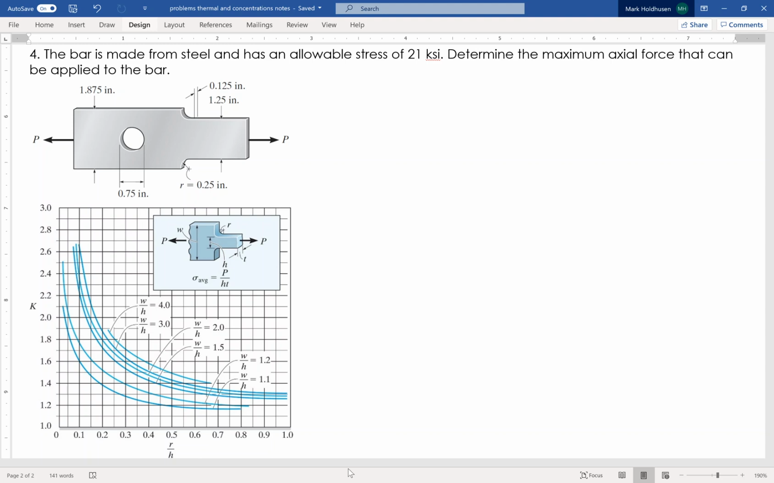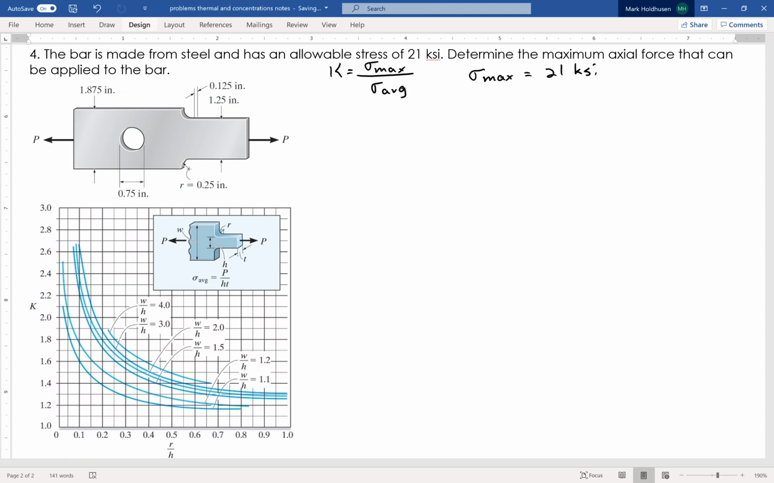And again, for both of them, K equals sigma max over sigma average, okay? Where sigma max, of course, is the 21 KSI. So for each one, I'm going to have to find K and sigma average and then determine P. And then whichever P is smallest is what I'm going to go with.